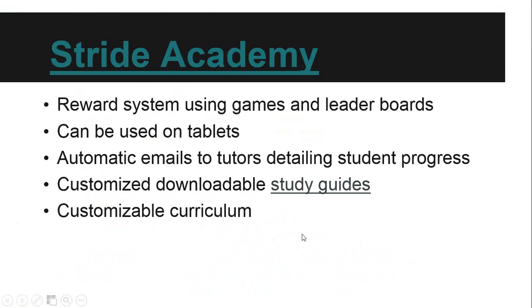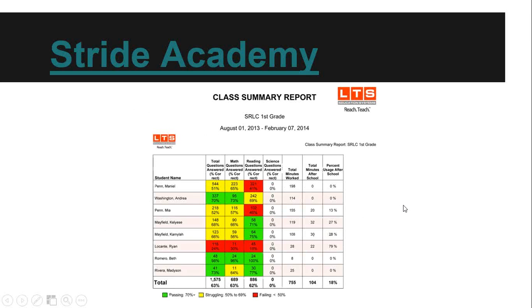In addition to that, there are easy-to-read reports. I'm just going to show you a couple of examples. So you're also emailed these reports that you can look at, and you can see this is a classroom of students, and you can see how many questions they answered correctly, the percentage. And if they're above a certain percentage, they're in green because they're passing. Yellow is kind of so-so, and red is basically they need a lot of work on that particular concept.